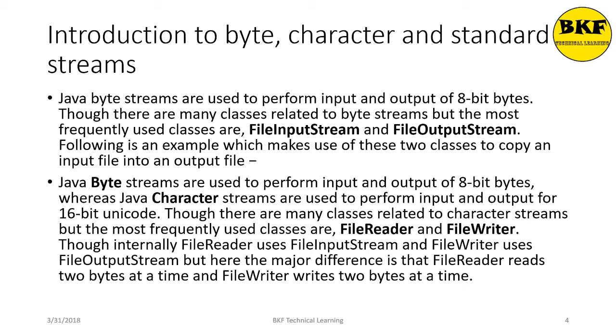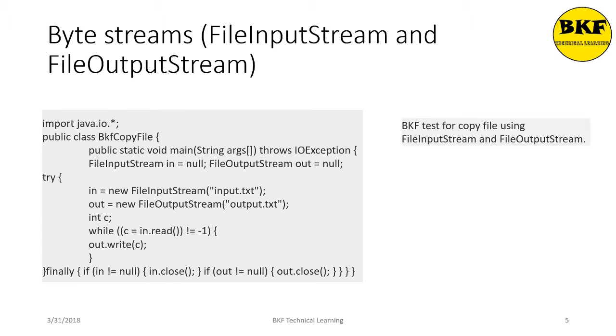Java byte streams are used to perform input and output of 8-bit bytes, whereas Java character streams are used to perform input and output for 16-bit Unicode. Though there are many classes related to character streams, the most frequently used classes are FileReader and FileWriter. Though internally FileReader uses FileInputStream and FileWriter uses FileOutputStream, the major difference is that FileReader reads 2 bytes at a time, whereas FileWriter writes 2 bytes at a time.